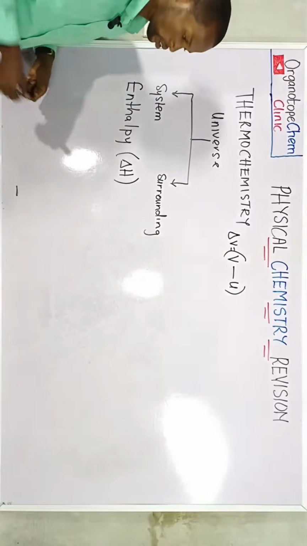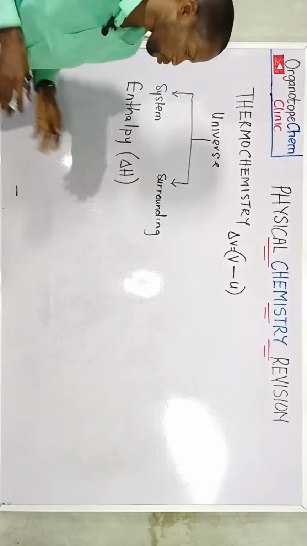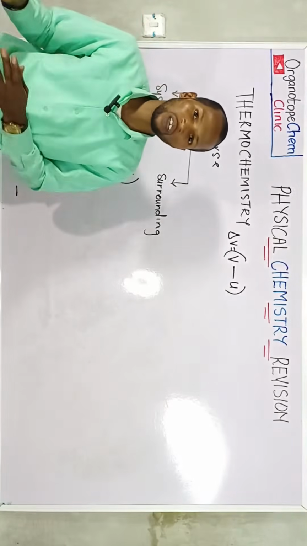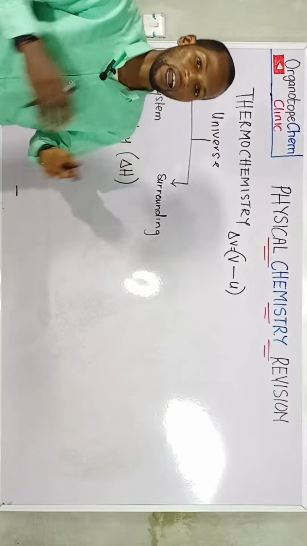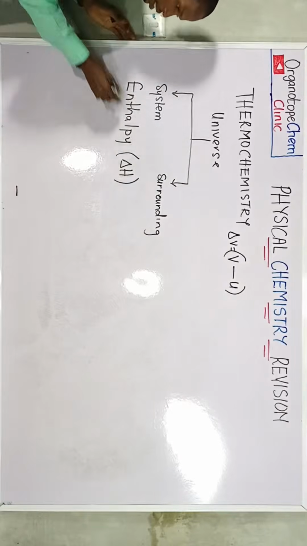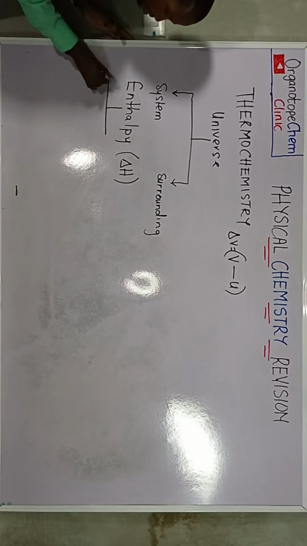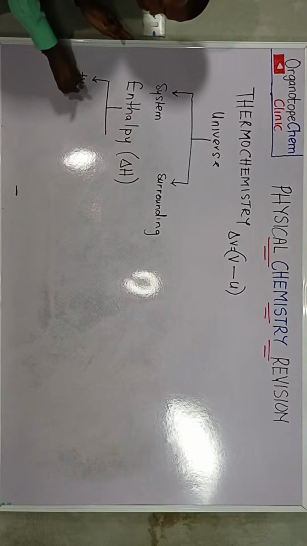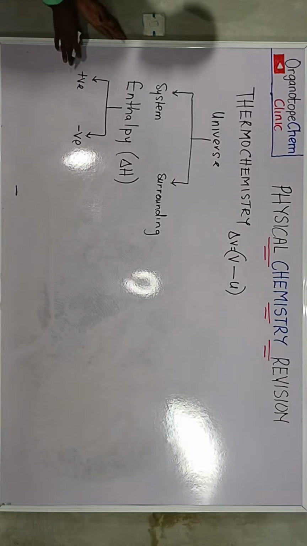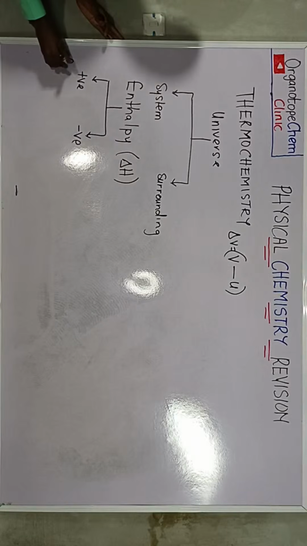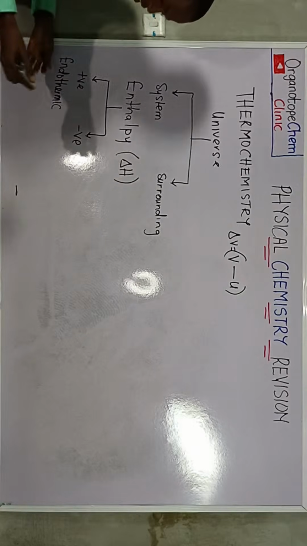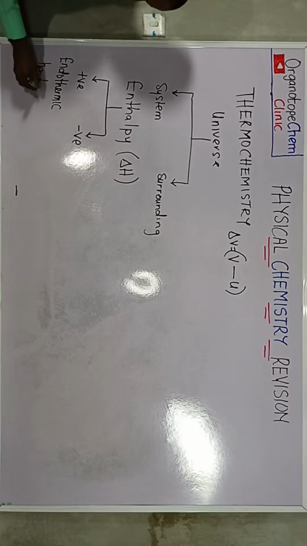So the enthalpy is denoted by delta H. Enthalpy of reaction has to do with the heat change that accompanies a chemical process at constant pressure. That is the enthalpy. Now the enthalpy of reaction may be positive and it may be negative. If enthalpy is positive, we say the reaction is endothermic. That's why I asked you to type endothermic. Endothermic means heat is absorbed.